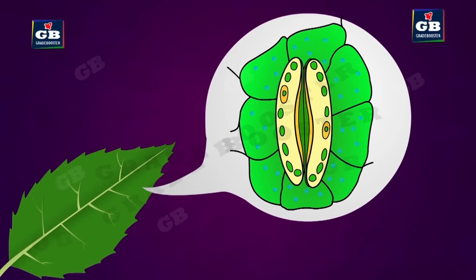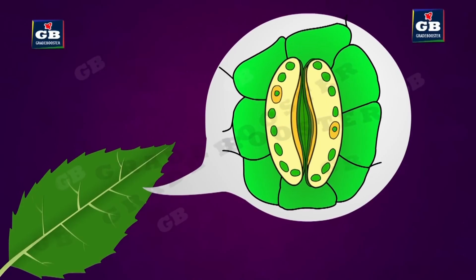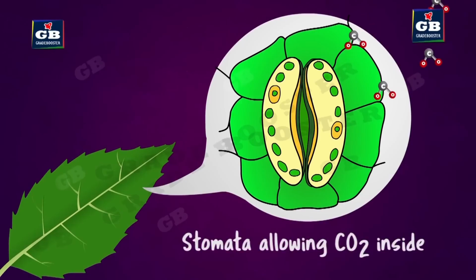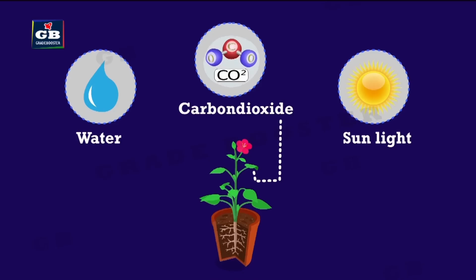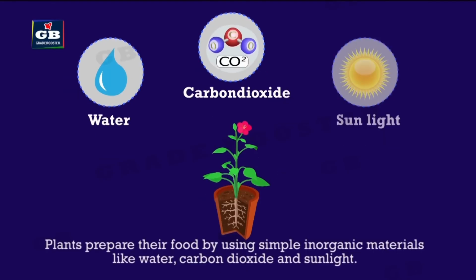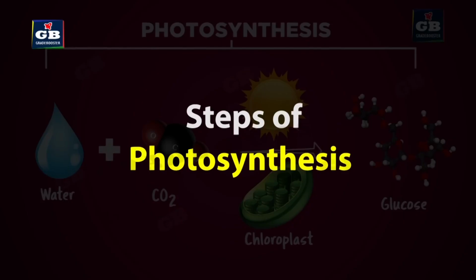Plants get the carbon dioxide through stomata. Stomata are the tiny pores present on the underside of the leaf. Plants get water from the soil through roots. Sunlight enters the chloroplast through the upper surface of the leaf. Now, let us see the different steps of the process photosynthesis.